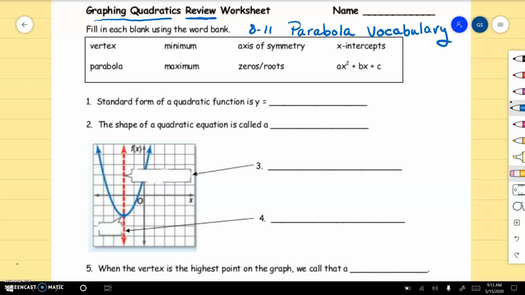Okay, so standard form of a quadratic function is, well, we have learned this already. So it's going to be this one, ax squared plus bx plus c. Okay, so we've been using the a, b, and c. So that should not be a problem. So let's cross that one out. The shape of a quadratic equation is called a parabola.